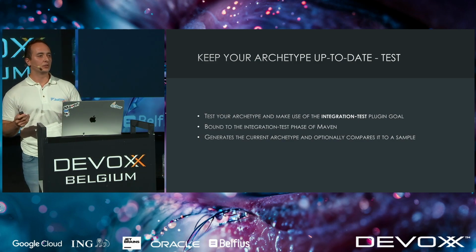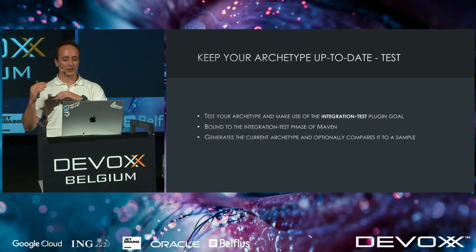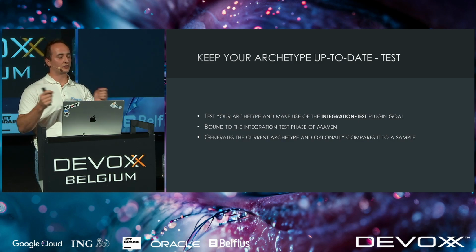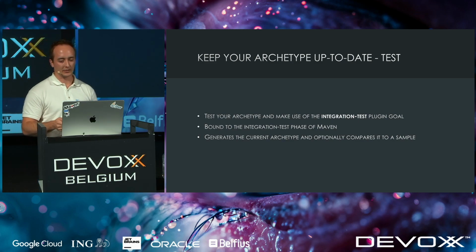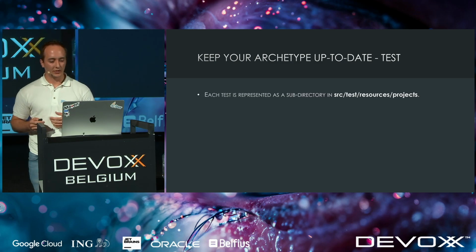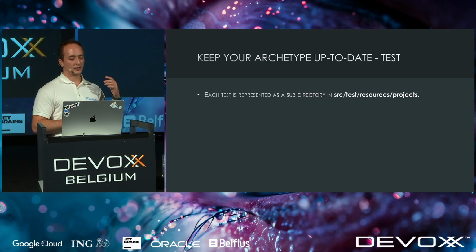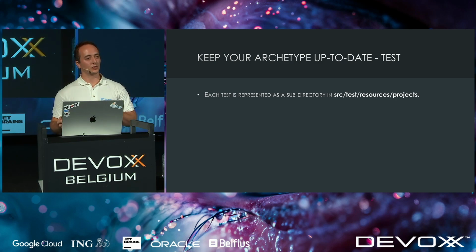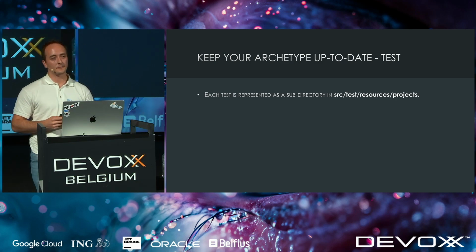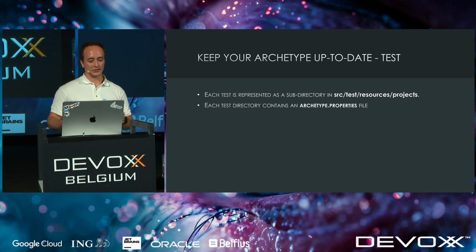There's also an optional way in order to validate the generated project to a reference project, to compare those files and see if it's actually what you expect it to be. In order to make this work, though, there's a couple of things you need to do. So within your archetype, you're going to have to include a src/test/resources/projects folder, which is the root of all your tests. And each subdirectory is going to be an integration test.